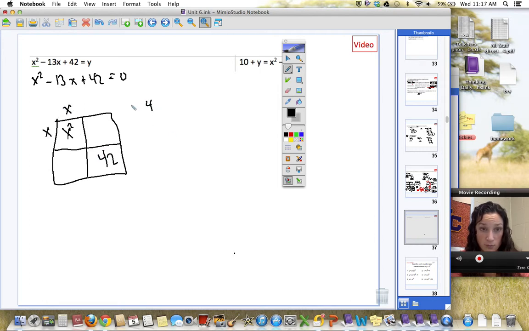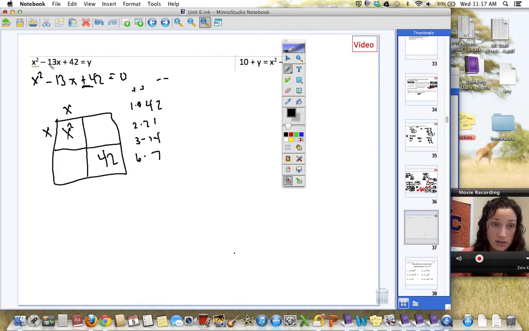My 42: 1 times 42, 2 times 21, 3 times 14, 6 times 7. And now I want a positive, so when I multiply, they should both be positive, or they can both be negative to give me a positive answer here. They're either both positive or both negative. And I want my answer to be a negative 13. So to add, I can't add 2 positives and get a negative, so it has to be that they're both negative. So right away I know that they're both going to be negative.